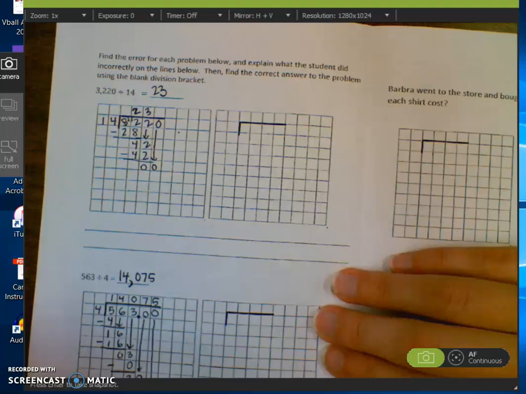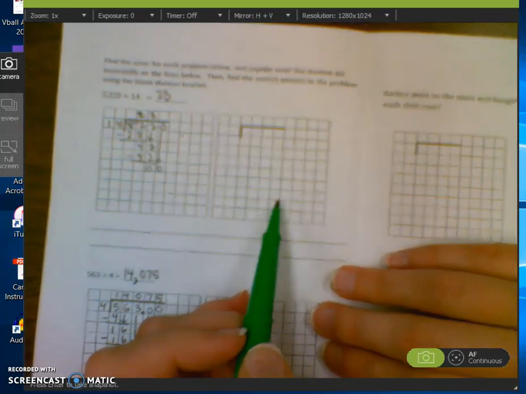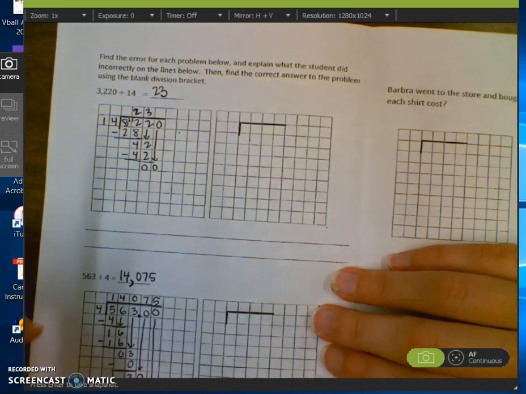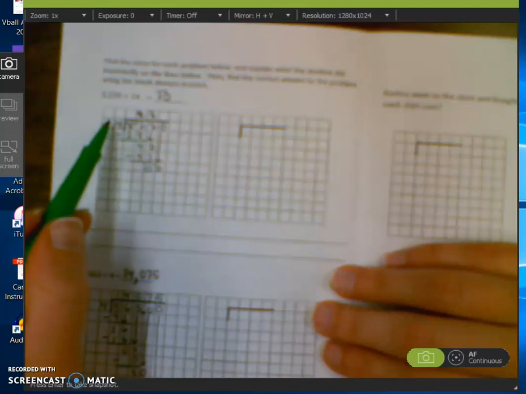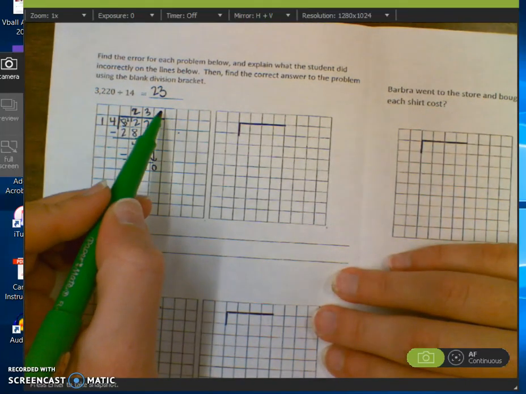If at this point you're having trouble finding the mistake, it might help you to try the problem on your own and compare it to what they did. Some of you might notice the error already, though. You're going, oh wait, they brought down the 0, but then they never thought about how many times does 14 go into 0. There's this extra place value above the 0 that we have to fill.